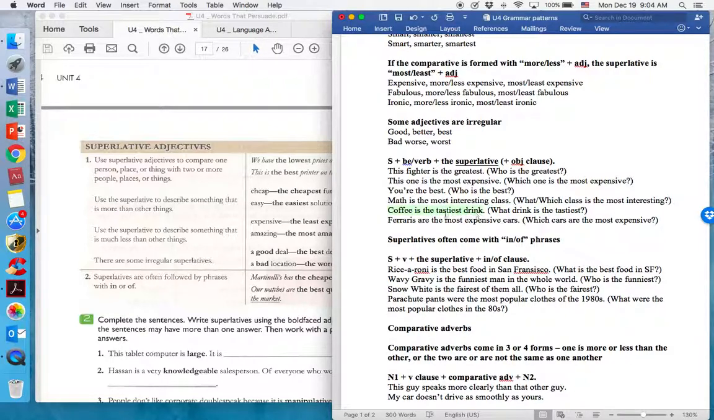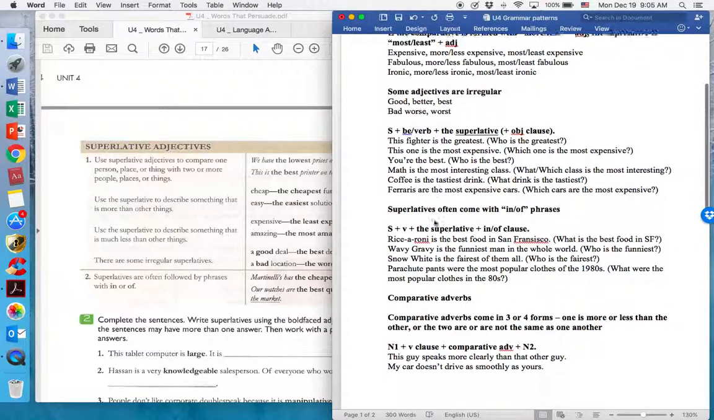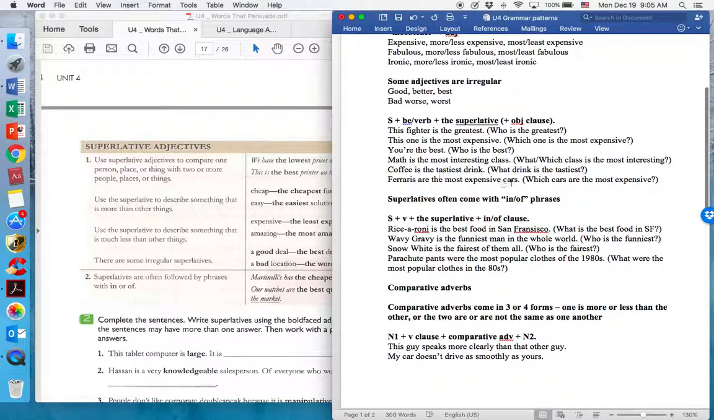Coffee is the tastiest drink. Again, very simply, subject, be verb, the, superlative, object. And this answers the question, what drink is the tastiest? Ferraris are the most expensive cars. Again, subject, be verb, the, superlative adjective, object, and this answers the question, which cars are the most expensive?